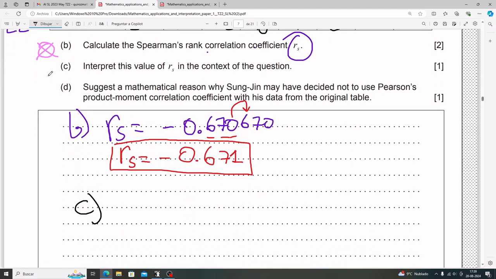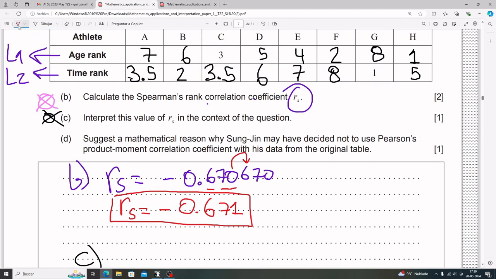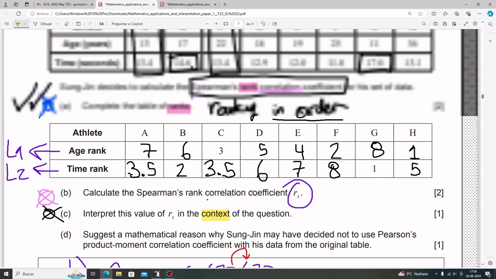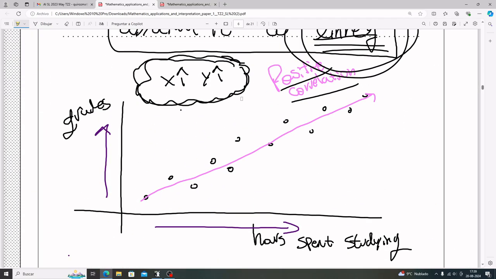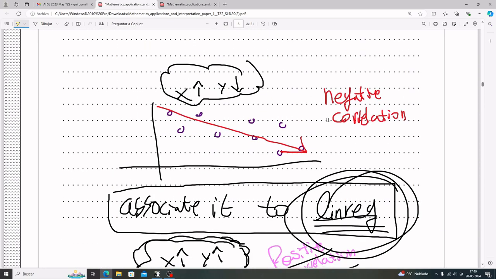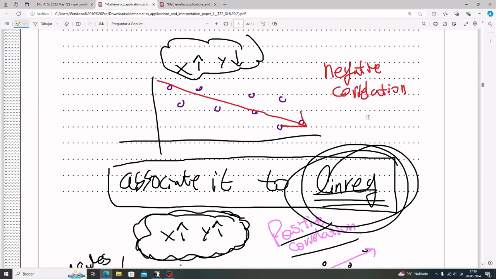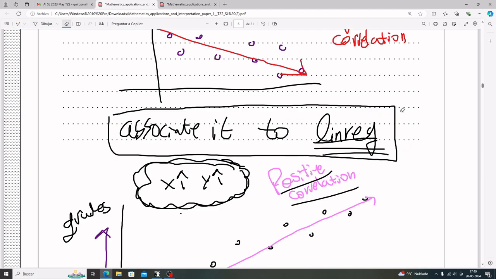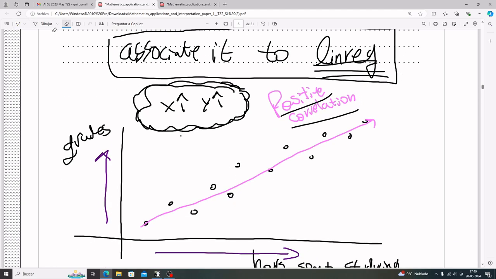For part C, we now need to interpret the value of RS in the context of the question. And so this is a very easy 1 point. It's really like a context question. I mean, it's literally telling us that, see? And I already gave you the tools for it. Remember up here how I told you that a positive correlation is one that goes up like this, and a negative correlation is one that goes down like that. Well, quick pop quiz. The positive correlation, what slope does it have?